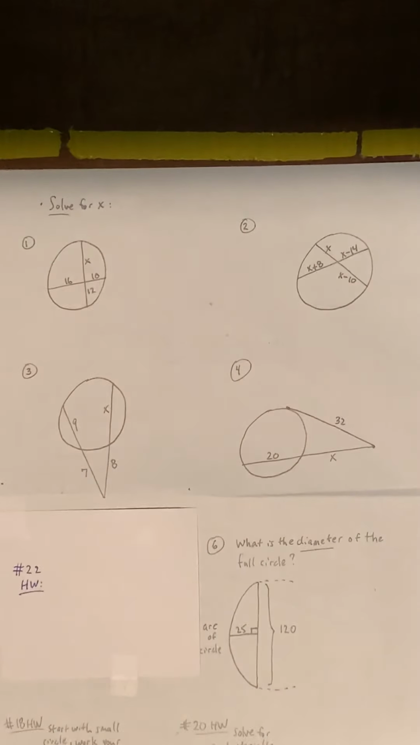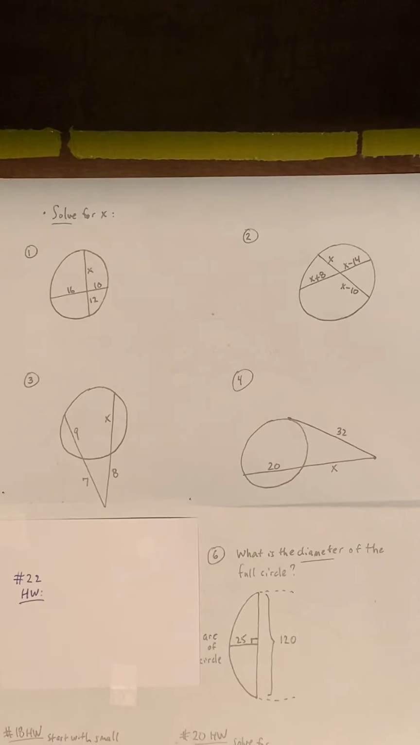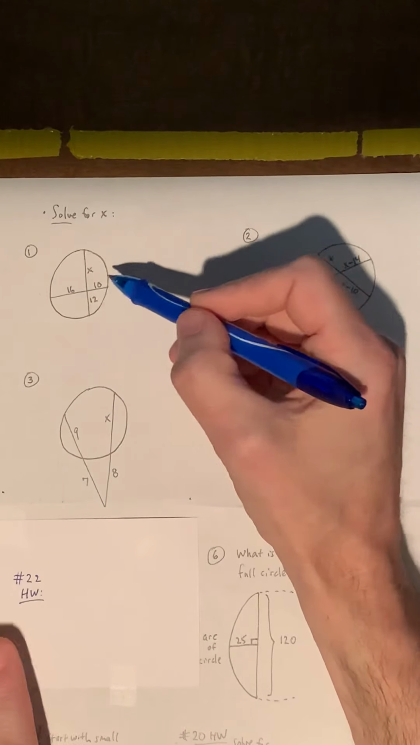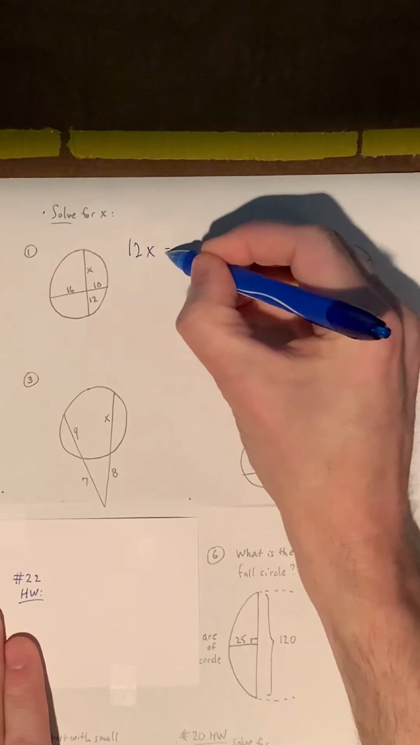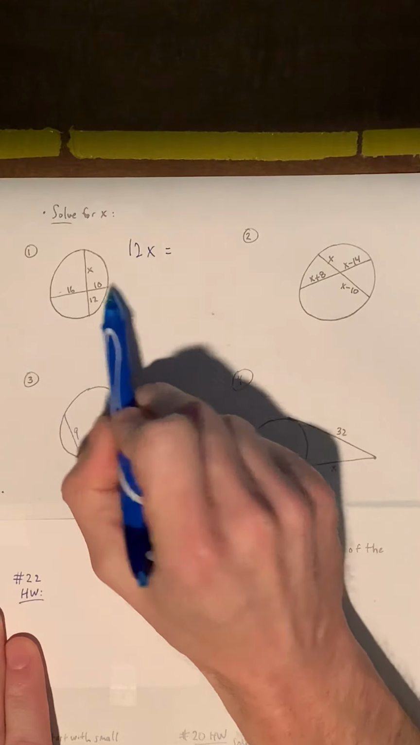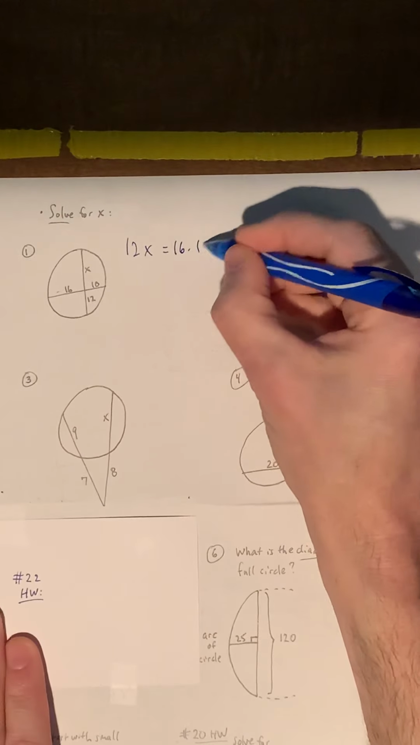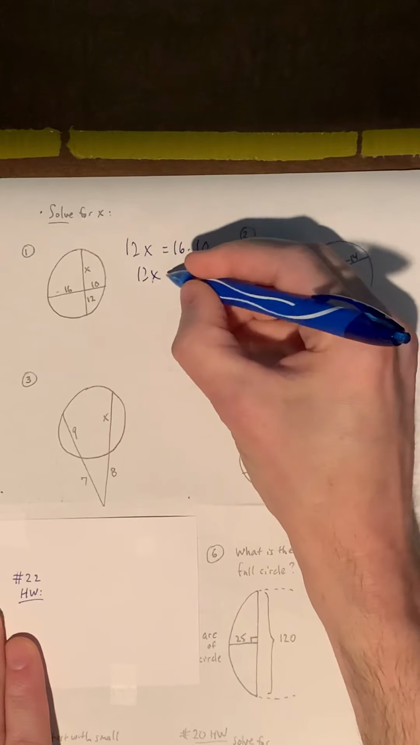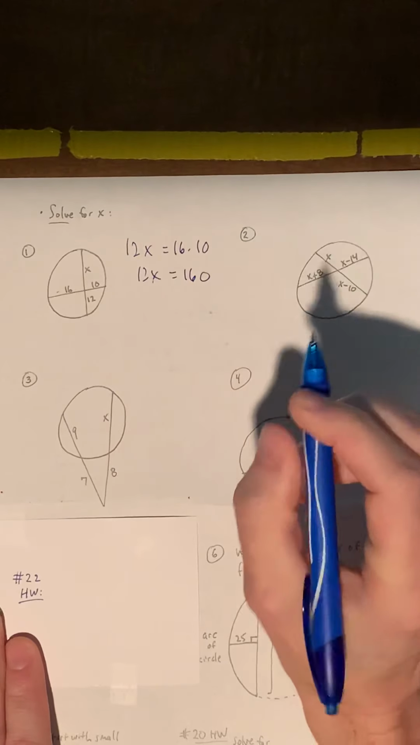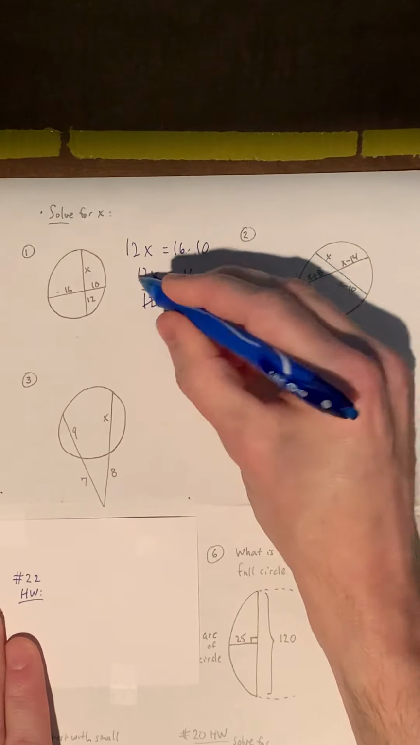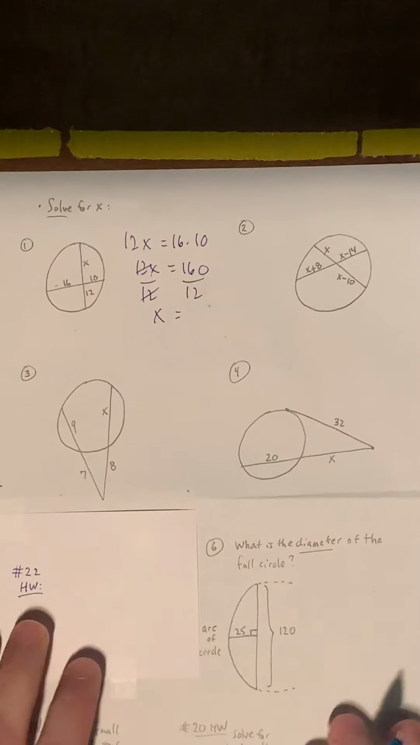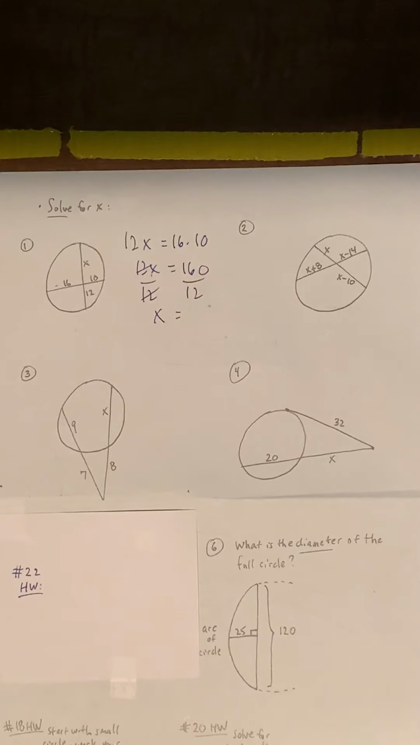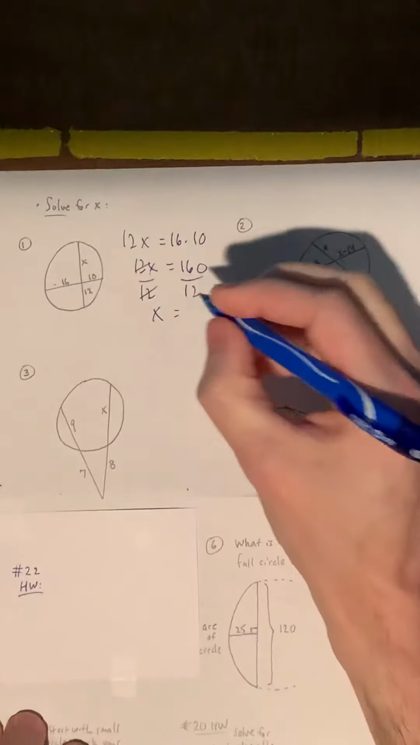All right, so let's look at number one. We're going to solve for x on all of these. Number one, we do piece times piece. So 12 times x, or 12x, is equal to 16 times 10. So 12x equals 160. We simply solve this, divide both sides by 12, and that will give us x. Let me grab my calculator real quick. We come out with 13.3.